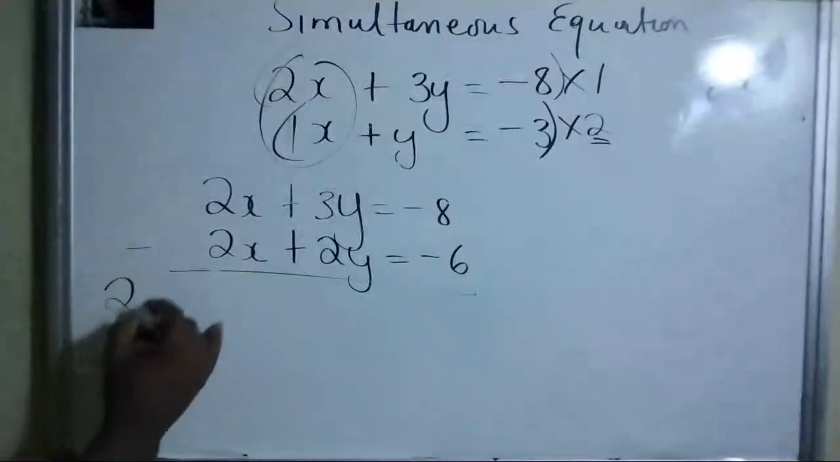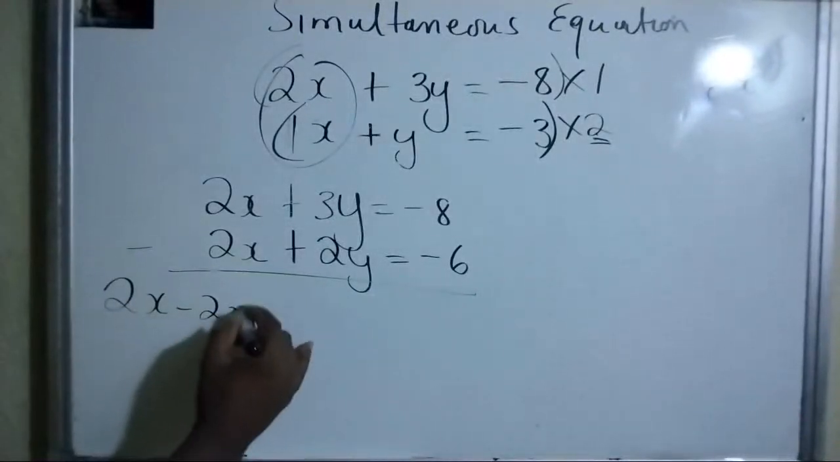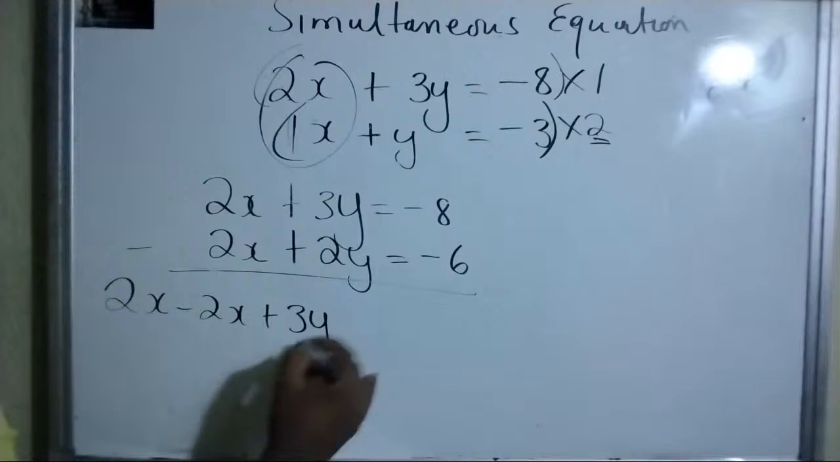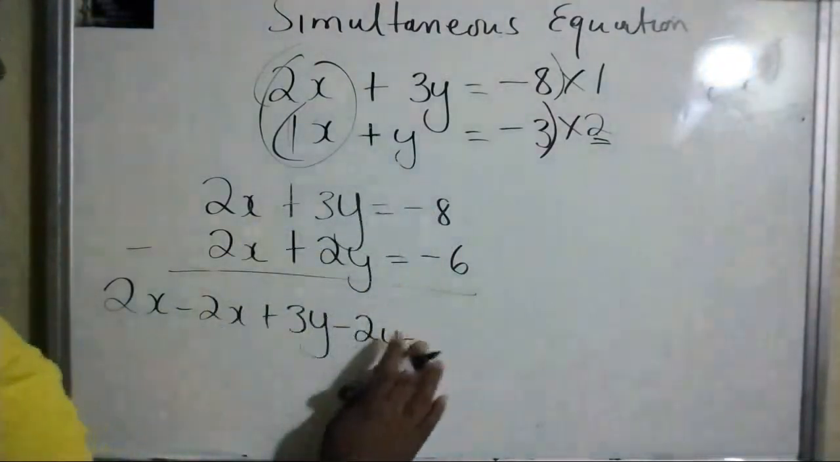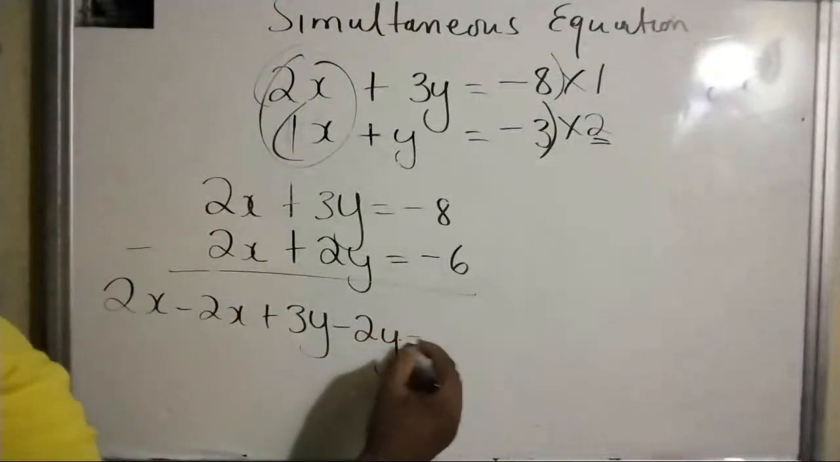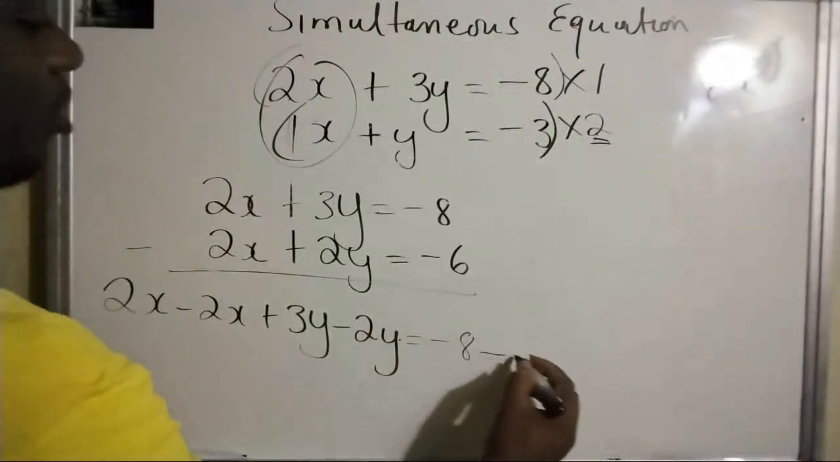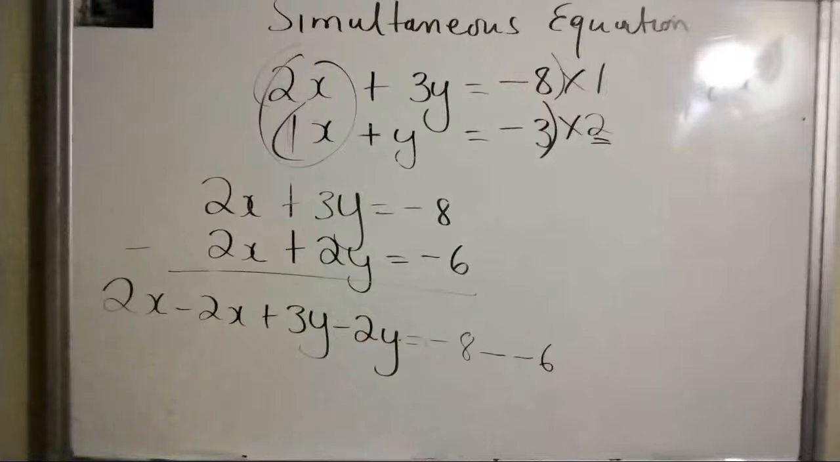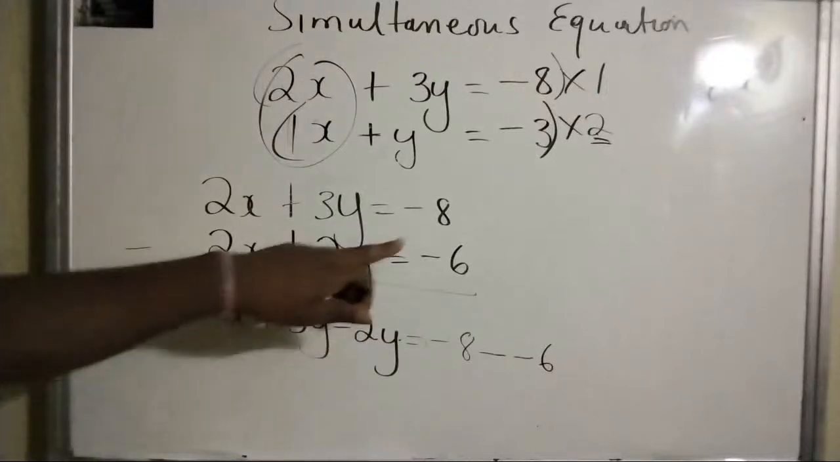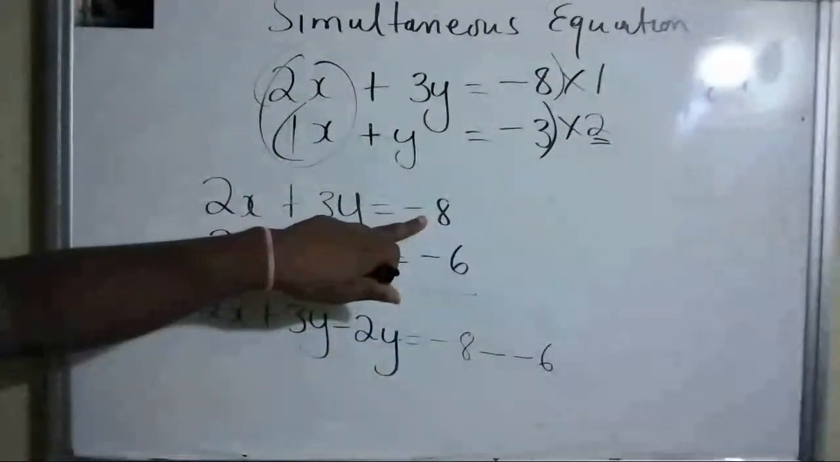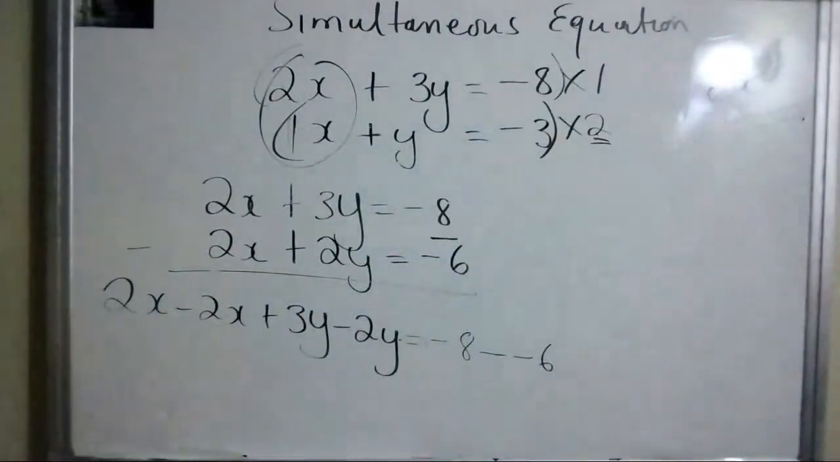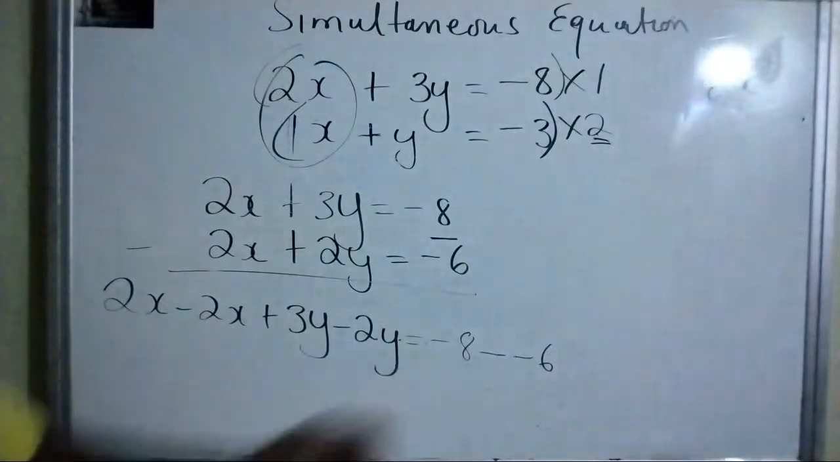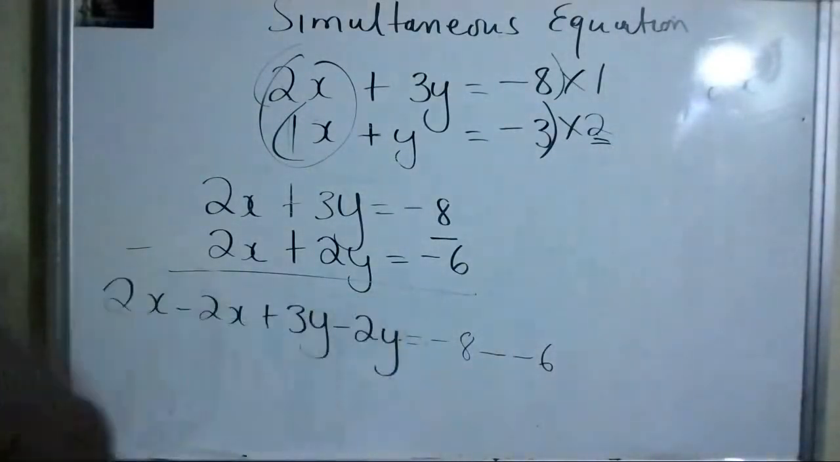So that gives us 2x minus 2x, 3y minus 2y. And this one can be a little bit tricky. We have negative 8 minus negative 6. Remember, there's a minus here already and a minus there. We have to put the minus the same way. A common error is that students will say negative 8 minus 6, because they see a minus there already. No. If it's supposed to be there, you have to put it there.